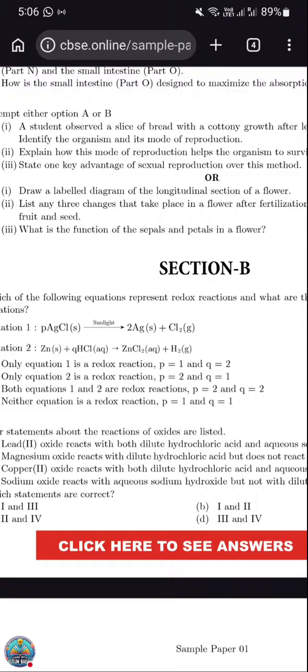What is the function of sepals and petals? Petals are the colorful part of the flower. The main function is to attract the insects for pollination. And the sepals are the green outgrowth present in the flower at the base, which protect the flower during its bud condition. So during bud condition, they protect the flower.